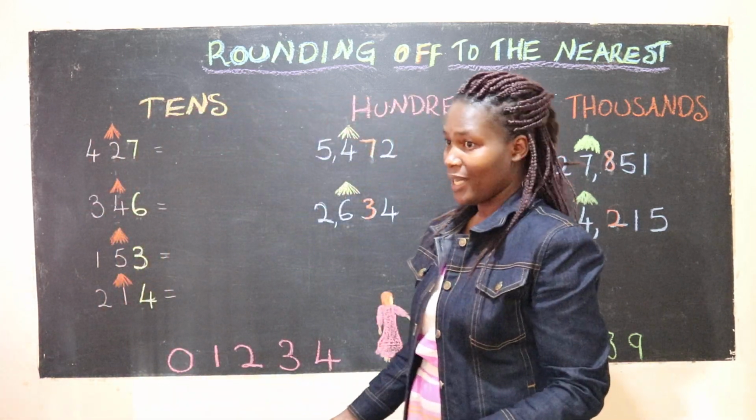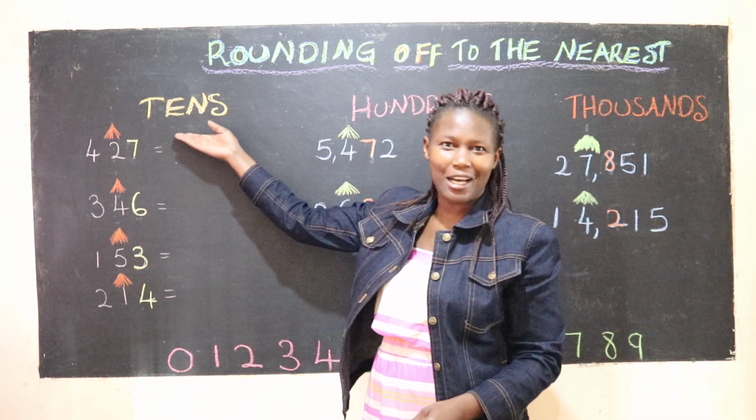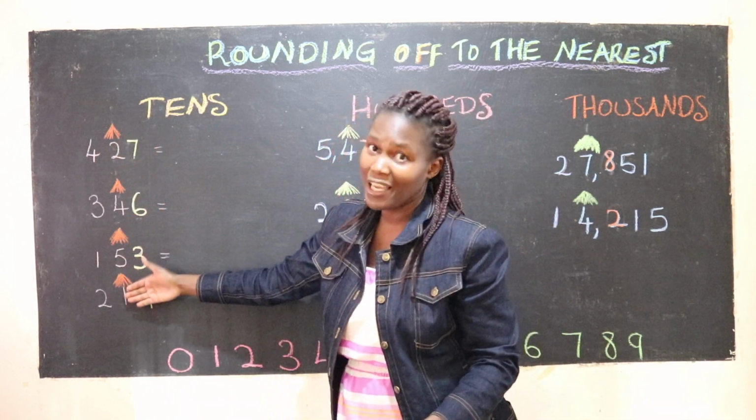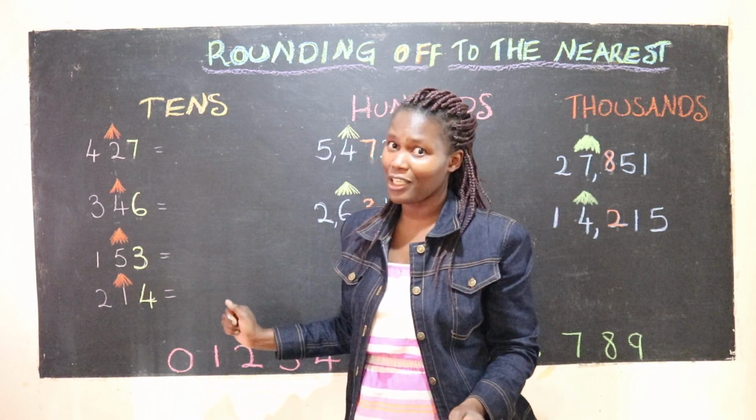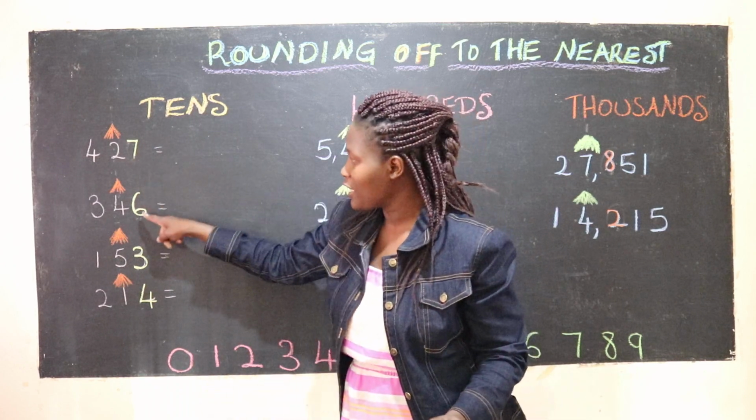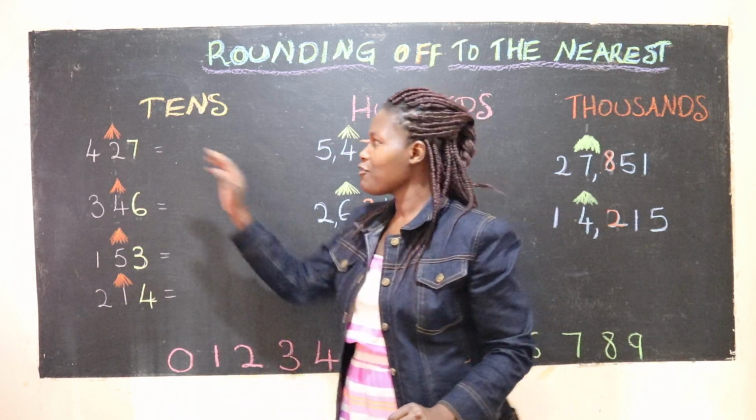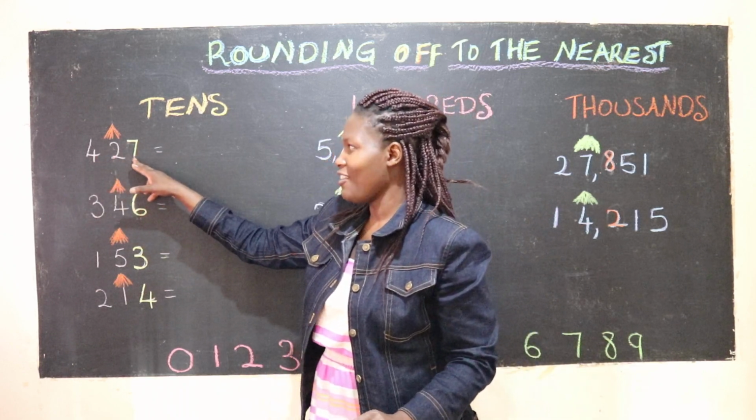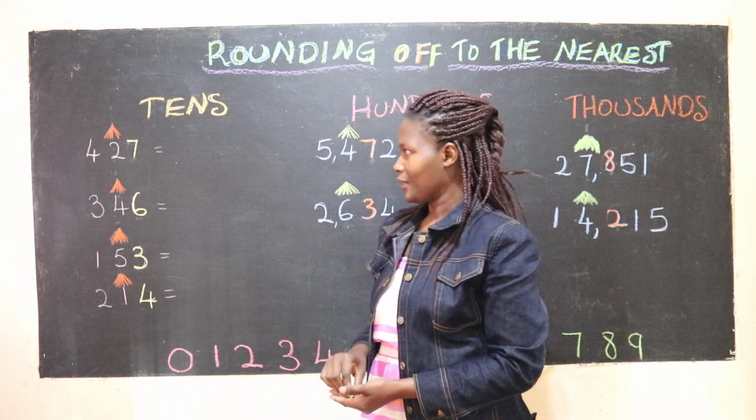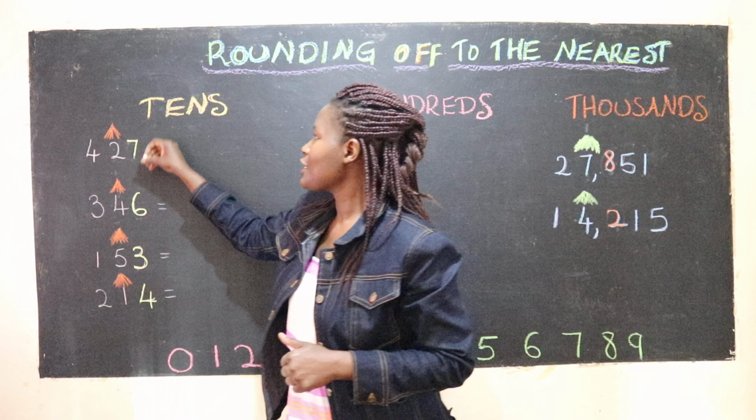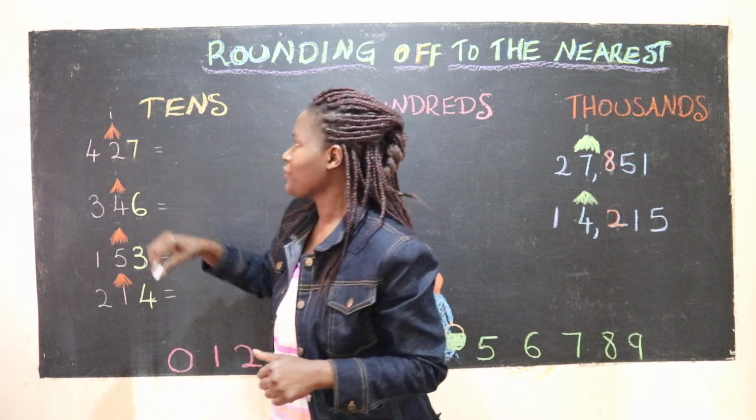Okay, now let's see, rounding off to the nearest 10. All these that are in the house are going either to change or to remain the same. It will depend if these yellow numbers are parent numbers or not. So we have 427. Well, is 7 a parent number? Yes, it is. So it will give a child.